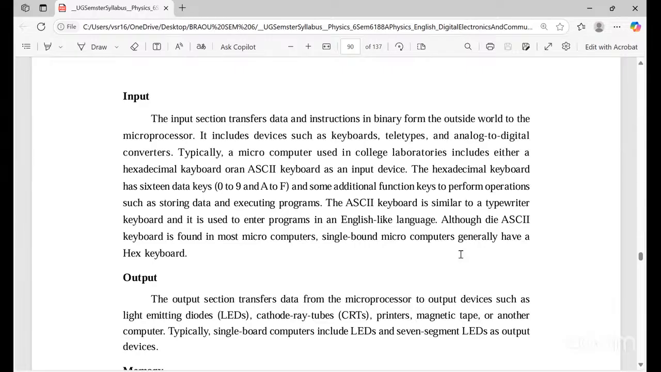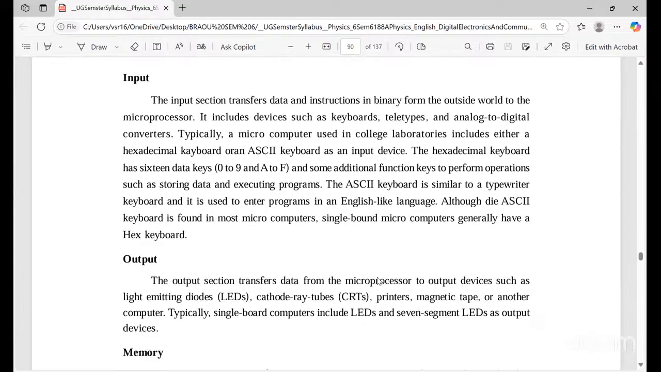And the hexadecimal code, hexa means 16, which has 0 to 9, and after 10, A to F. Okay. So 10 is represented as A, 11 is B, 12 is C, 13 is D, 14 is E, 15 is F. Like that, we represent these hexadecimal codes. Okay. So ASCII code is a typewriter keyboard, and it is used to enter the program in English language.